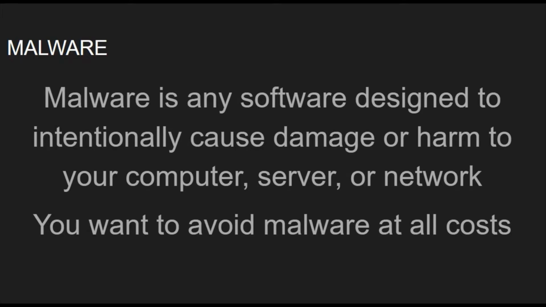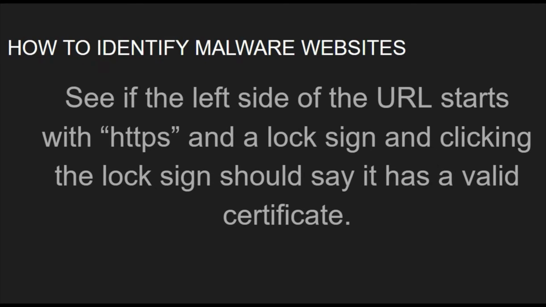So the first step to learning how to avoid malware is to first figure out how to identify malware. The first thing you want to check for when you enter a website is to go to the left side of the URL. There you should see a small lock sign. When you click on the lock sign, it will either say the website is secure and has a valid certificate, or it will say that the website is not secure. If the website is not secure, you should know that this is potentially a harmful site.